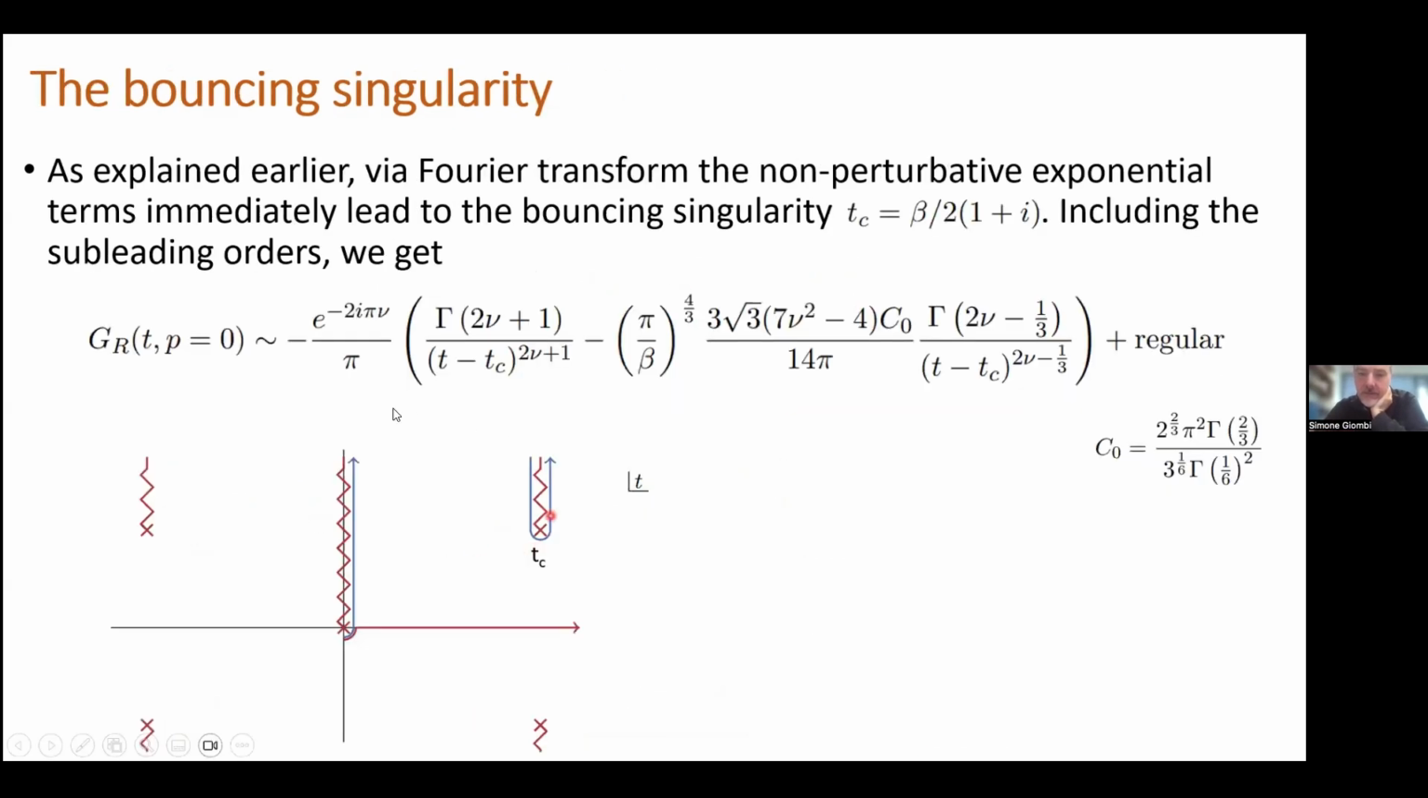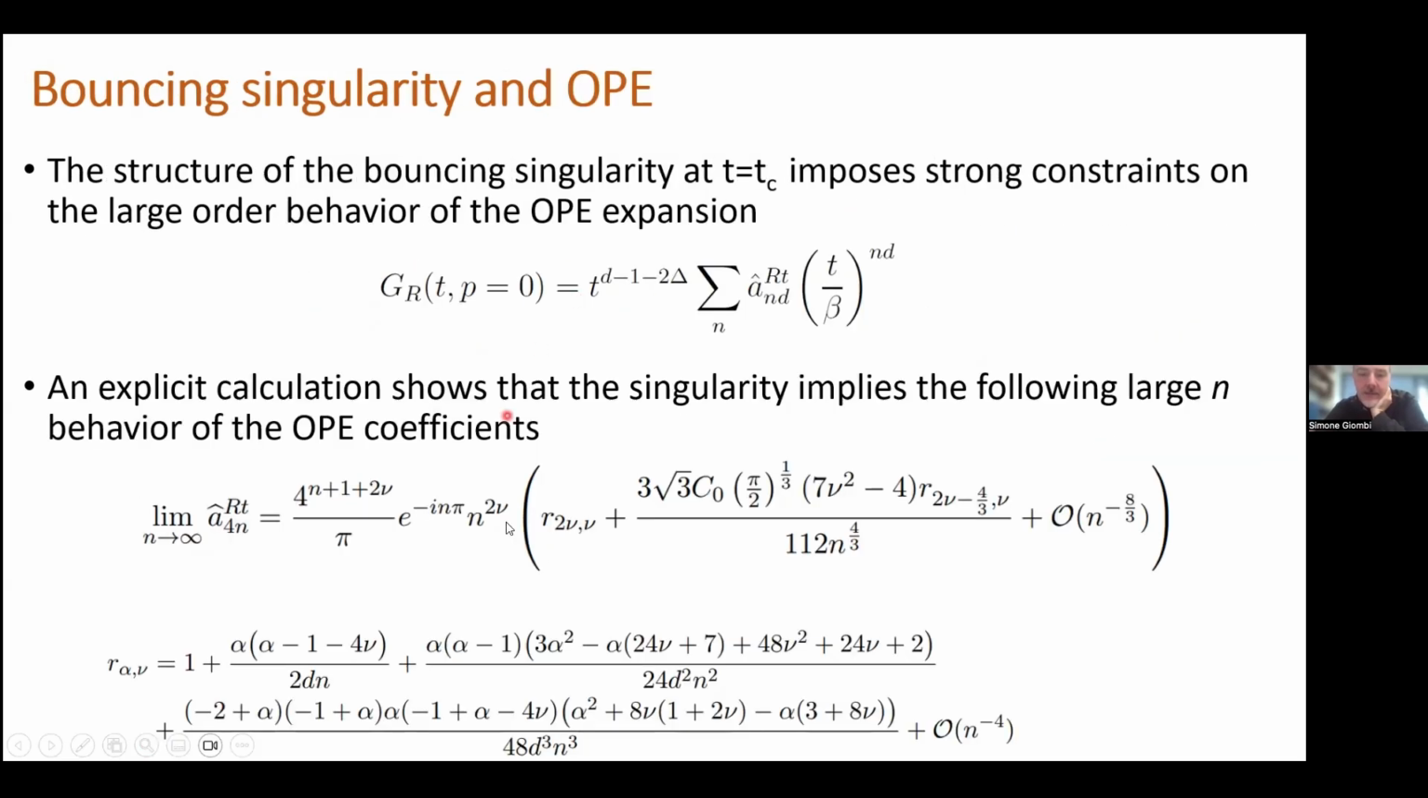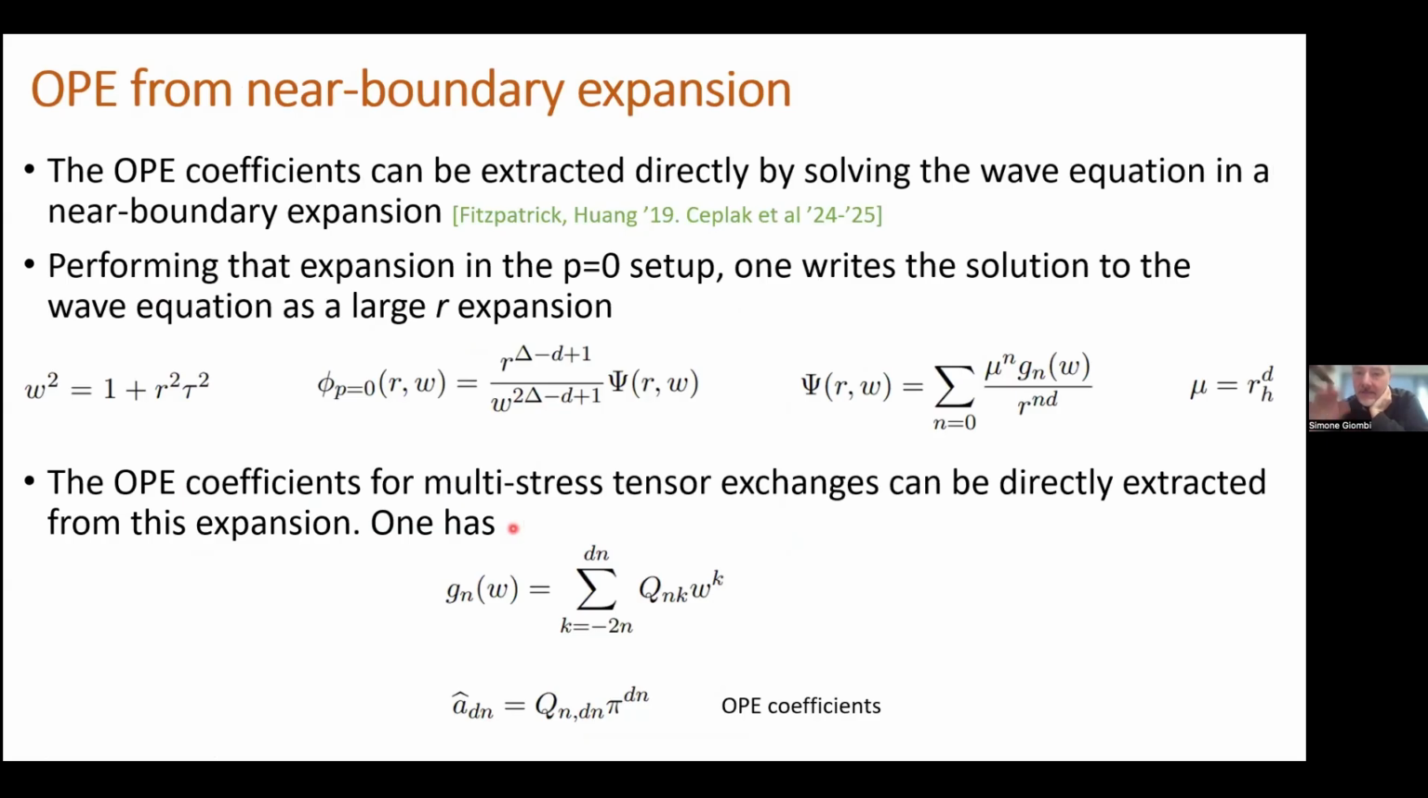So all this structure, which comes from this WKB analysis, implies that these coefficients should behave like this in the large n asymptotics. And this can be precisely matched with the near boundary expansion. Now I'm going to go quickly over this because I still need to get to the Wilson line.